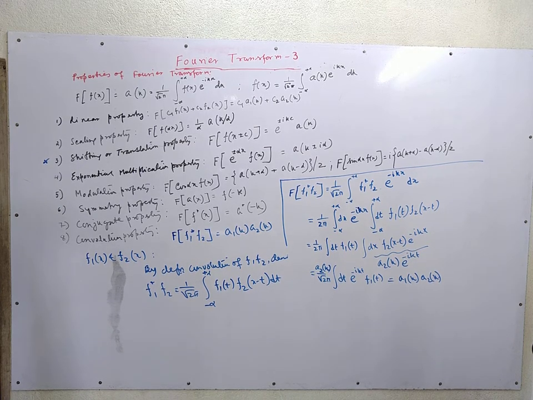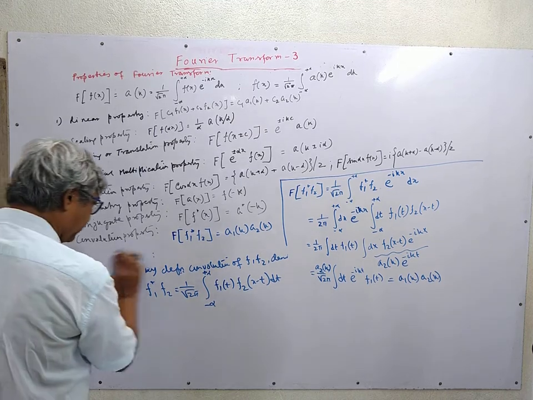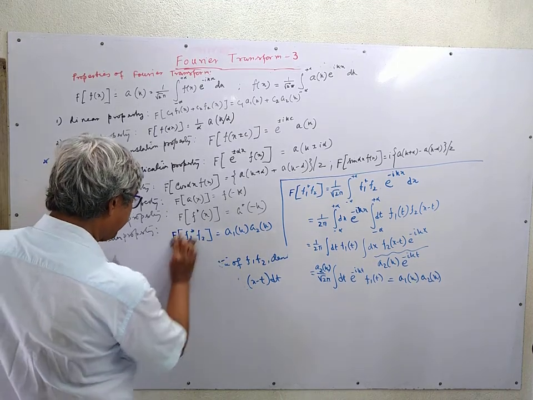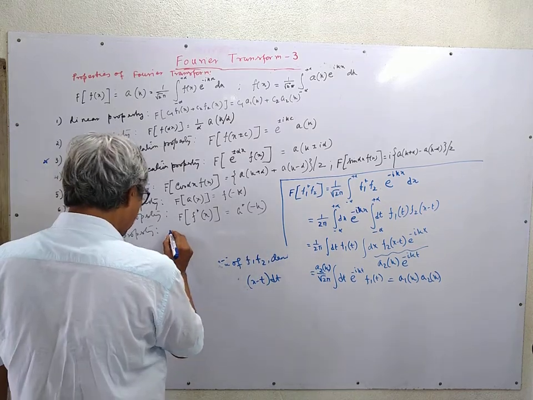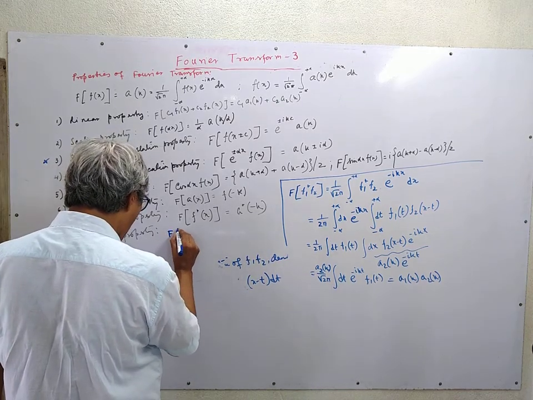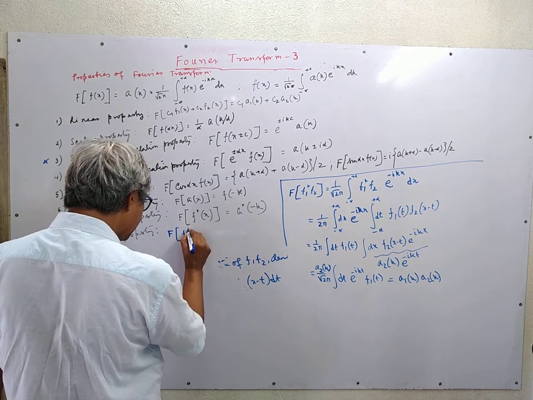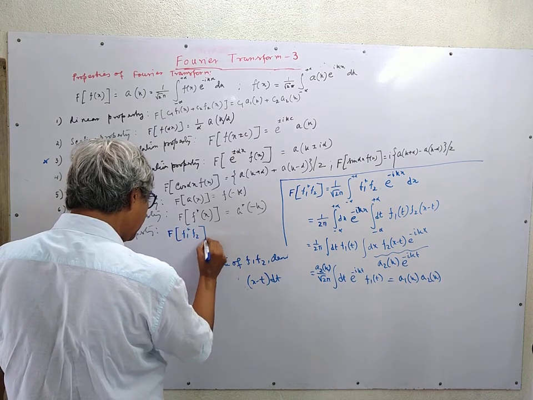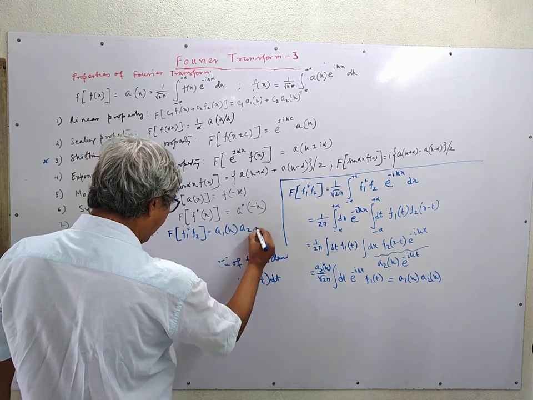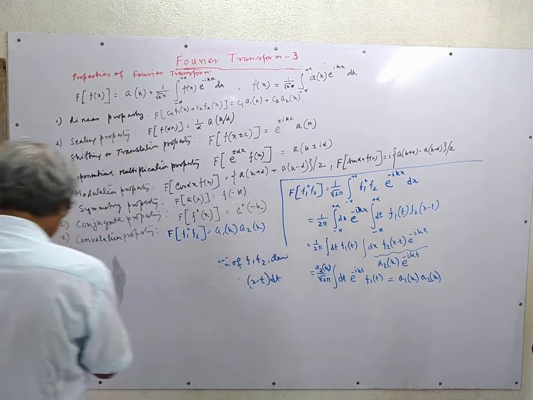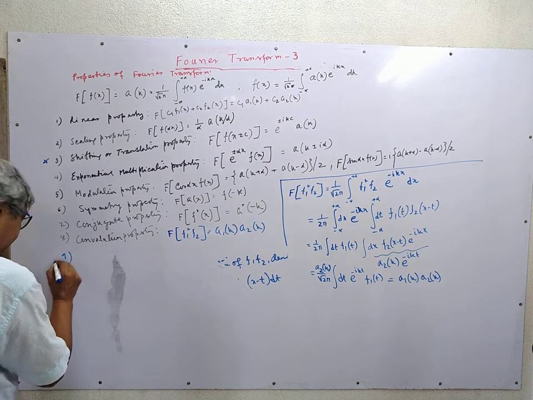Now we come to Parseval's relation. This is the generalization of Parseval's theorem, and the statement is that the convolution of f1 and f2 is related to A1 of k and A2 of k. The ninth property is Parseval's relation.